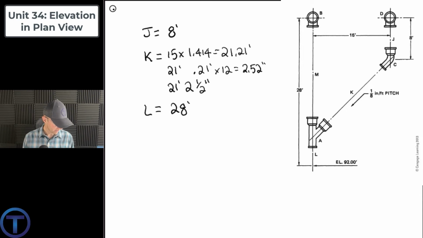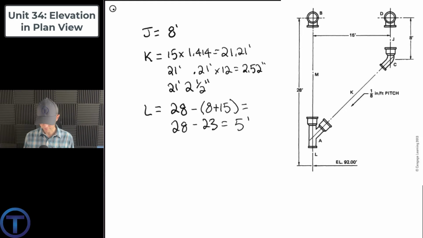And up above here, we've got a couple measurements to play with. First of all, we know there's 8 feet from those upper 90s to that first 45. Then we also know there's 15 feet from that 45 down to the Y. So basically we're going to take 28 and subtract both of those measurements, 8 and 15. That's the same as 28 minus 8 plus 15, which is 23. L is going to be 5 feet.